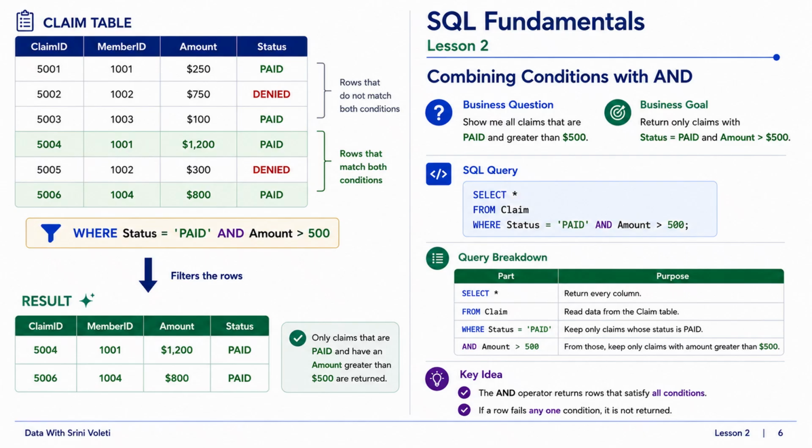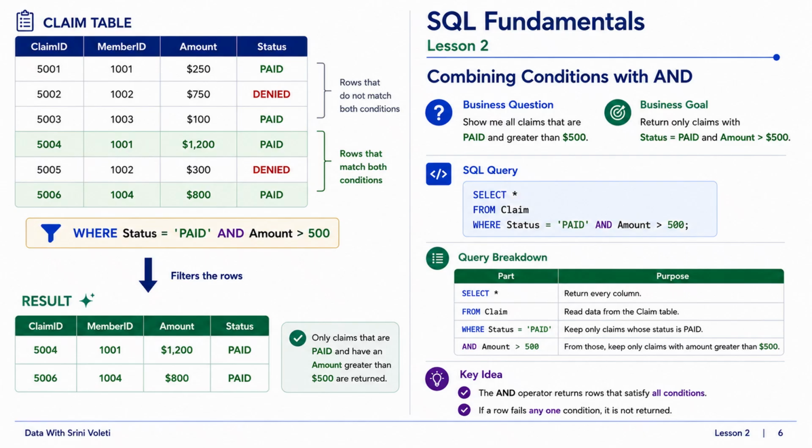Let's walk through the claim table together. The first claim has an amount of 250 and its status is paid. The status meets our first condition, but the amount is not greater than 500, so it does not meet the second. Since one condition fails, SQL excludes this row. Now look at the second claim.